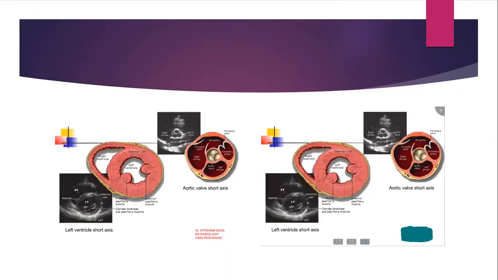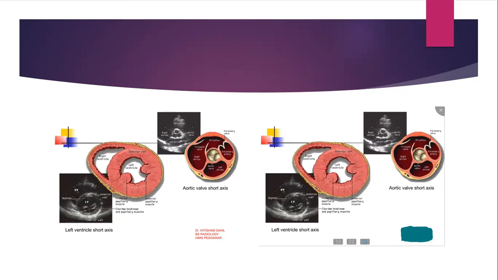Then you check another one, the left ventricular short axis. You have to check the mitral valve, and at the mitral valve you check the papillary muscles. You can check the anterior papillary muscle, the posterior, the left ventricle, then the right ventricle. That is how it looks in an ultrasound.